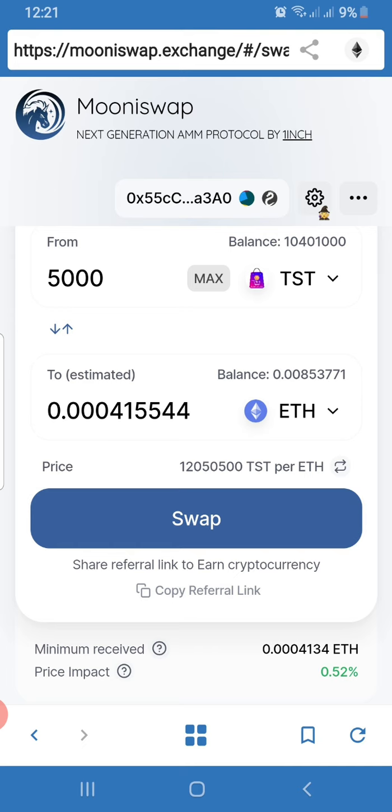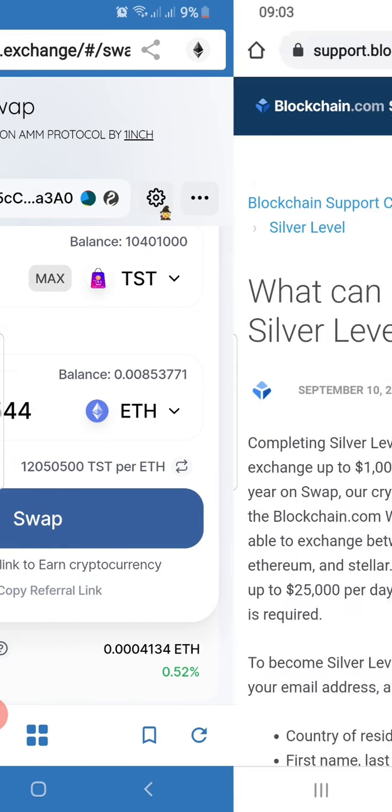All right, so unlike Uniswap, Mooniswap does not show you the liquidity provider fee. So that way you don't get to know how much fee is going to the liquidity providers, whether you are buying TST or selling TST. So in this case, you are selling TST, it does not show. It only shows the minimum amount you can receive and the price impact, but it doesn't show the amount that goes to liquidity providers.